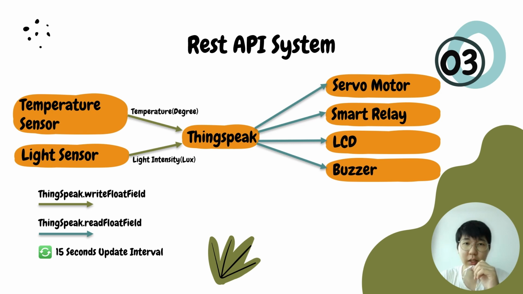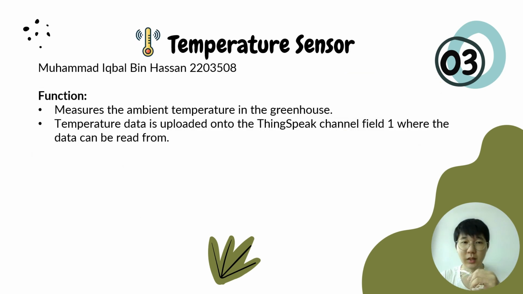As for the system used in the IoT project, the team has decided to use the REST API system. As for how it works, through REST API, they upload the data into the ThingSpeak channel. The client, which is the servo motor, smart relay, LCD, and buzzer, would request the information in the ThingSpeak channel, and the server, which is the temperature and light sensor, will upload the data onto ThingSpeak.